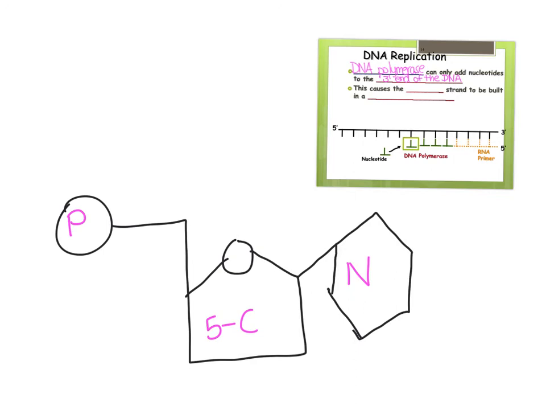Remember how we number those carbons. If we start at the oxygen, we label them in a clockwise fashion. So this first carbon here is going to be my 1'. This one's going to be number 2. This one's going to be number 3. This one's going to be number 4, and this one's going to be number 5. So when we say it can only attach to a 3' end, we're saying that it can only attach down here.